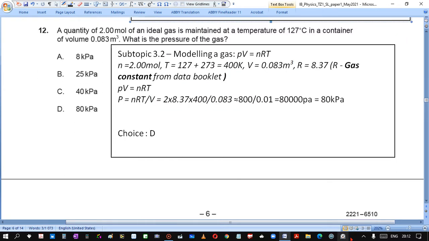Question 12. A quantity of 2 moles of an ideal gas is maintained at temperature 127 degrees Celsius in a container of given volume. What is the pressure of the gas? So subtopic 3.2, we have the gas equation. The given temperature we change into Kelvin by adding 273. The gas constant we learn from the data booklet. So we substitute values, we round, and we get 80,000 kilopascal, so choice D.